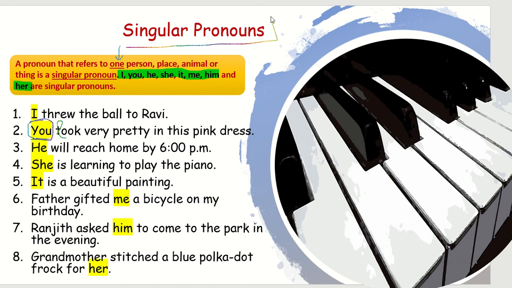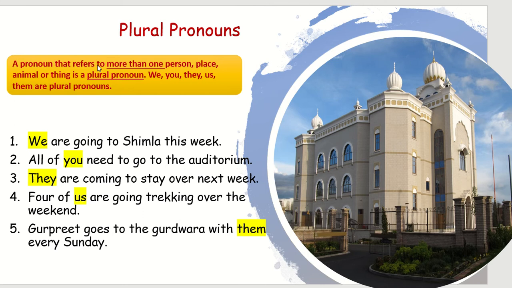a singular pronoun. Okay? Similarly, we have plural pronouns in which we have more than one. So, a pronoun that refers to more than one person, place, animal or thing is the plural pronoun. And what are those? We, you, they, us, them. They're all plural pronouns. Okay? Like we are going to Shimla next week or this week.